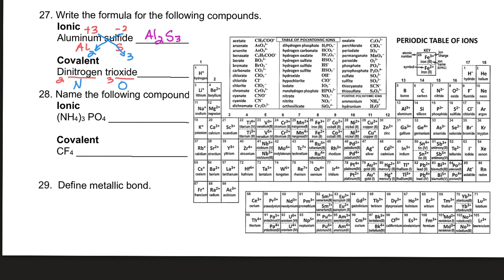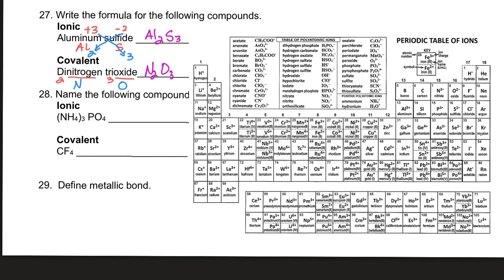So let's go ahead and write the formula up here in the spot that's provided. So the formula here should be the following. It should be N with a 2, O with a subscript 3. And so there is the formula for dinitrogen trioxide.